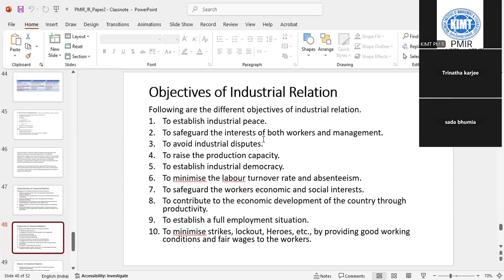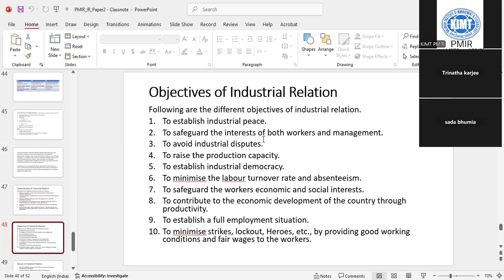Second point is to safeguard the interest of both workers and management. Workers and management, meaning employee and employer. If some problem or conflict happens between them, then who will resolve this? The relationship will resolve. So the main objective of the relationship is to maintain a good relationship between employer and employee. How will it be maintained? There will be a trade union or different forums, and management will do something, employees will do something. So there are different steps.